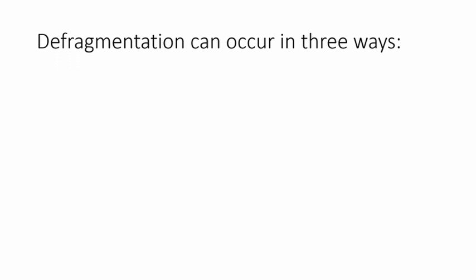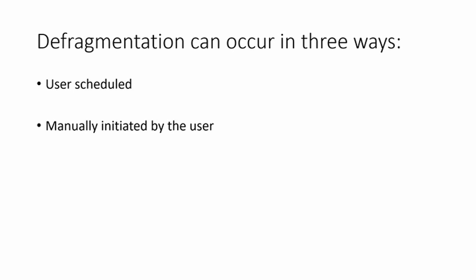There are three ways in which defragmentation can occur. It can be scheduled by the user to periodically defragment. The user can also manually initiate defragmentation, or it can be done automatically by the operating system.